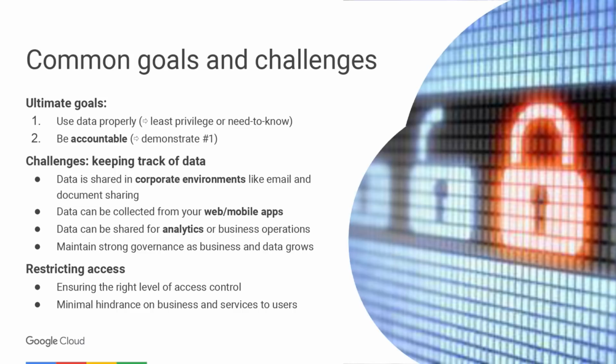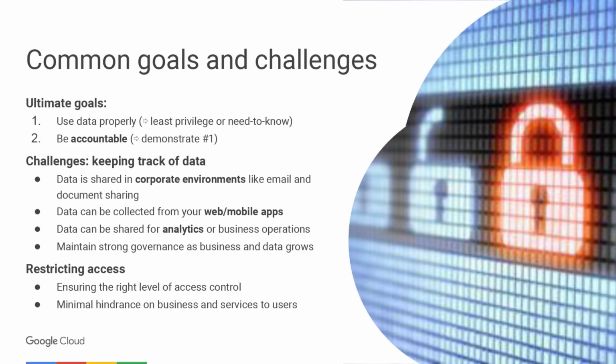Well, you kind of break it down into two. First is you want to use data properly. And this might map to things like the concept of least privilege or need to know. And so you really want to do the right thing. But what's also important is you want to be accountable. And what this means is you really want to be able to demonstrate that you are using the data properly and demonstrating that you're doing the right thing. And those two things are kind of the ultimate goals here. Do the right thing, be accountable, and be able to demonstrate that you're accountable.